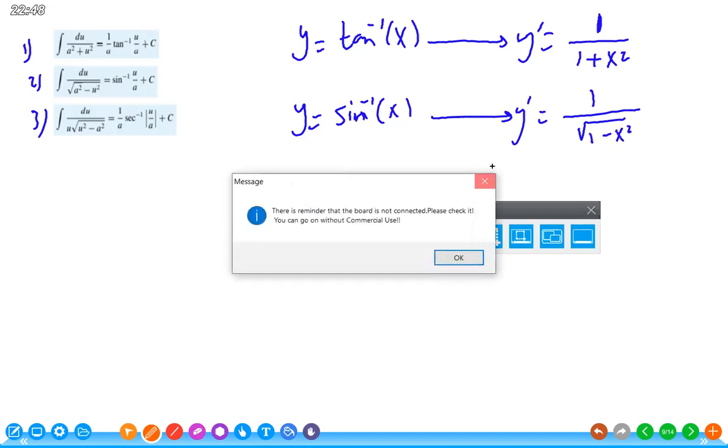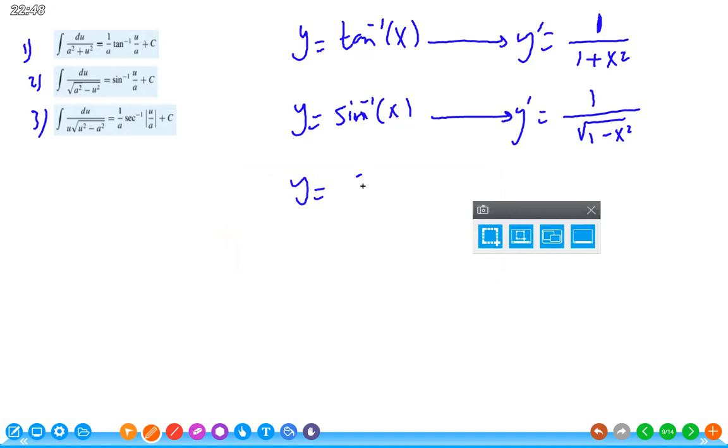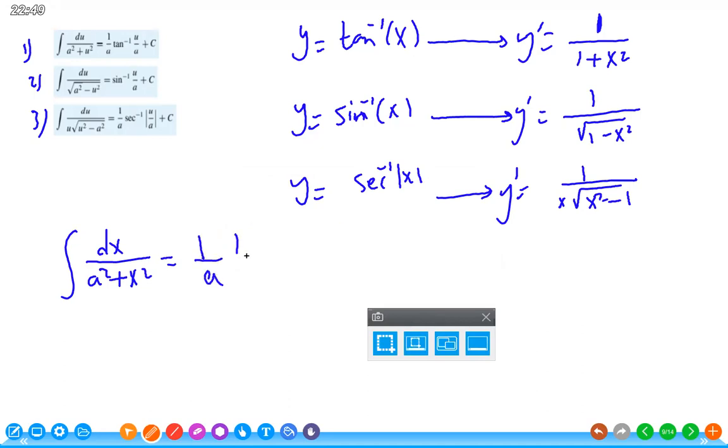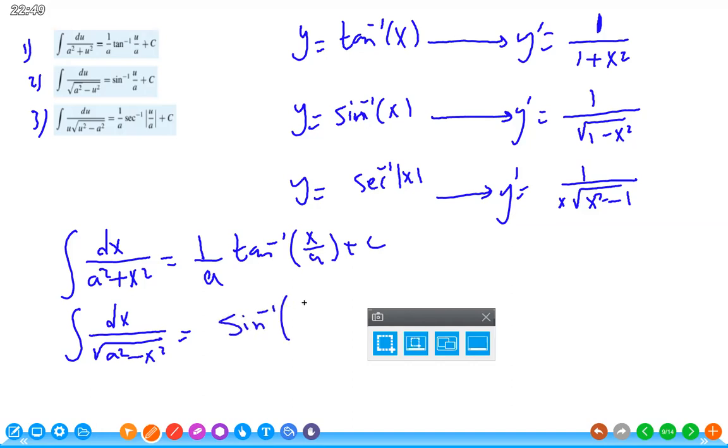And the derivative for secant inverse of x, it must be positive to be defined, is 1 over x radical x squared minus 1. Now, the antiderivatives, to memorize with me: dx over a squared plus x squared is 1 over a tangent inverse of x over a plus c. The antiderivative dx over radical a squared minus x squared is sine inverse of x over a plus c.